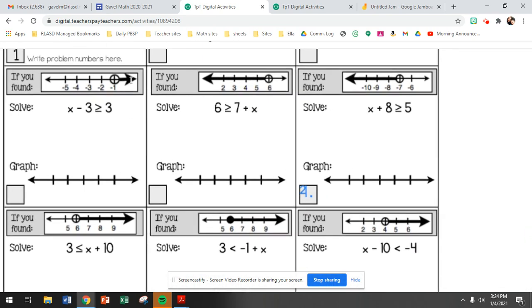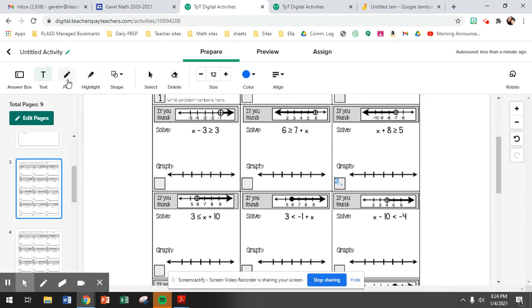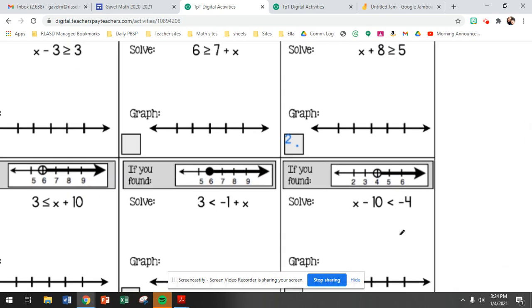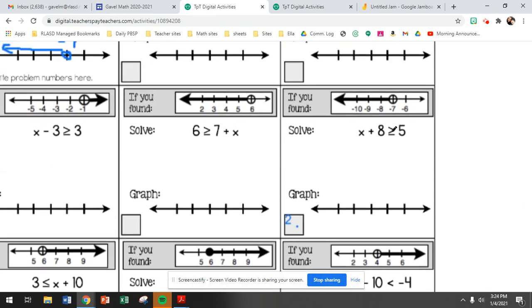Okay, so in this one, let me zoom back in so you can see it. Well, let me get my pen. I have x plus 8 is greater than or equal to 5. I did something extra, so I know my circle is going to be closed. Well, I need to subtract 8 from both sides. 5 minus 8 is -3, leaving me with x is greater than or equal to -3.